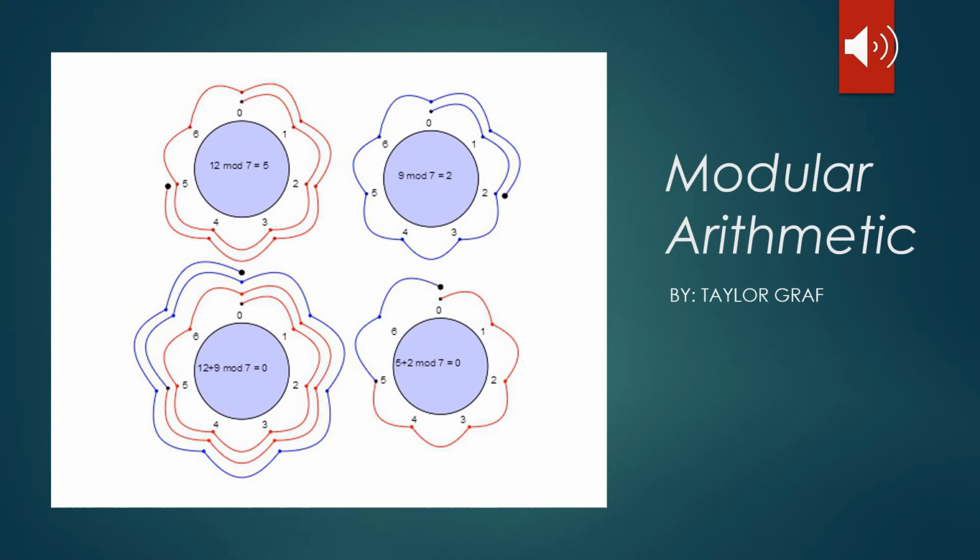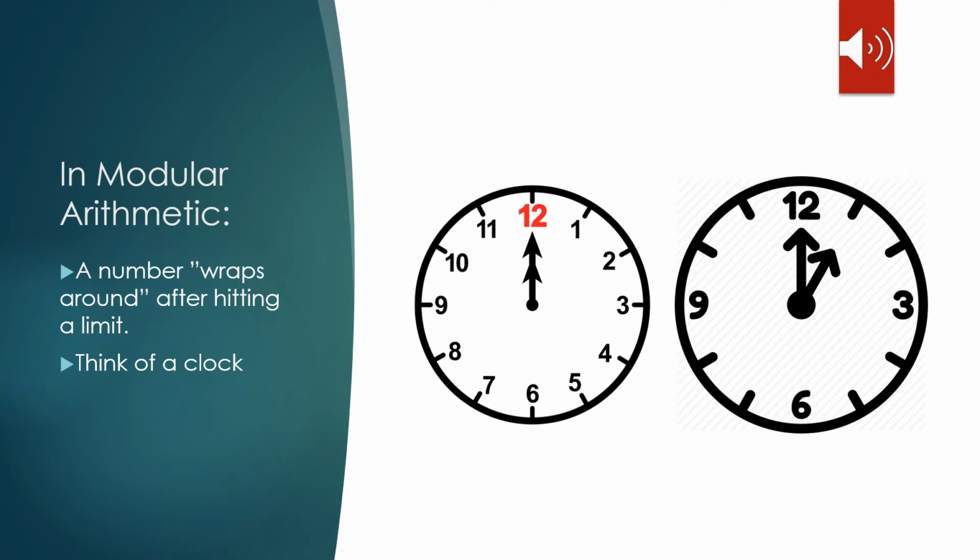So for my math show and teach, I got the subject of modular arithmetic. In modular arithmetic, a number wraps around after hitting some limit, which can be kind of confusing. So the way to think about it is think of a clock. After the hand hits 12, instead of the clock going on to 13, 14, 15, it instead goes back to 1.